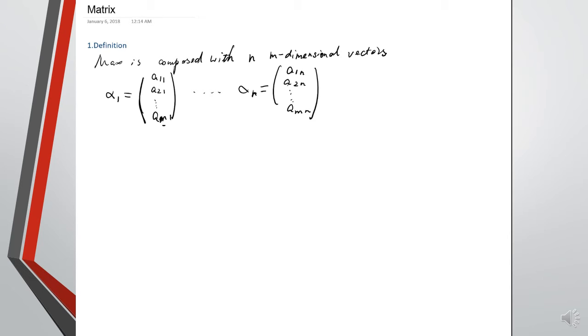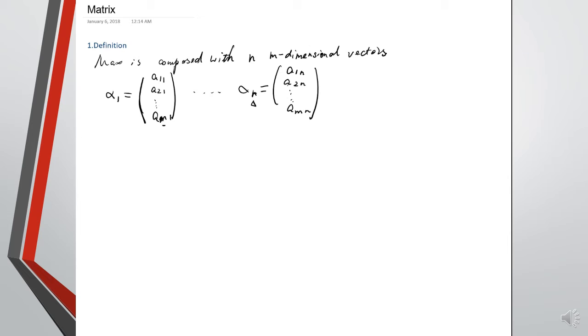The first subscript is the indicator of the row, and also the dimension of the column vector. And the second subscript is the indicator of the column, or to say, which column vector you're talking about. They are all equivalent.